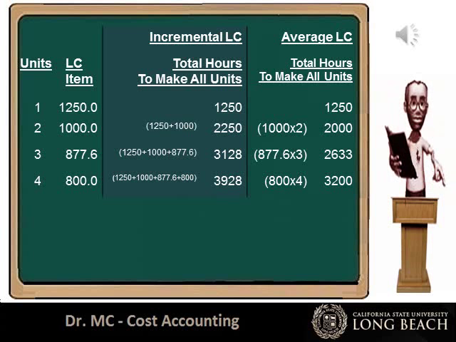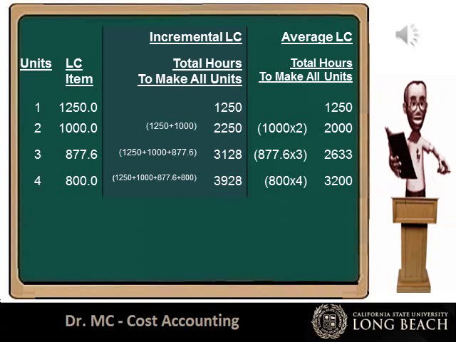The total hours to make 3 units is the hours that it took to make the first unit, 1250, plus the hours that it took to make the second unit, 1000, plus the hours that it took to make the third unit, 877.6. So, the total is 3128 hours. The total hours to make 4 units is the hours that it took to make the first unit, 1250, plus the second unit, 1000, plus the third unit, 877.6, plus the hours that it took to make the fourth unit, 800. So, the total is 3928 hours.